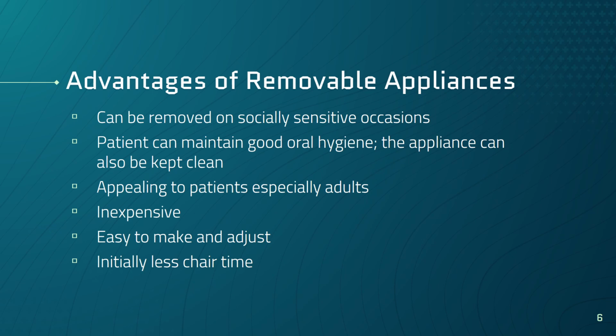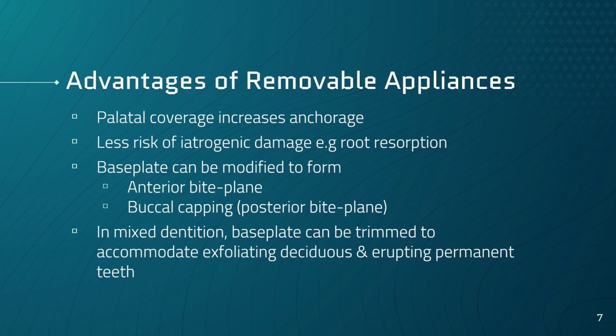Removable appliances are inexpensive and easy to make and adjust, and because they are fabricated in the dental laboratory, the chairside clinical time is usually less. Also, the palatal coverage in an upper removable appliance increases the anchorage available for tooth movement. There is less risk of iatrogenic damage, for example root resorption.